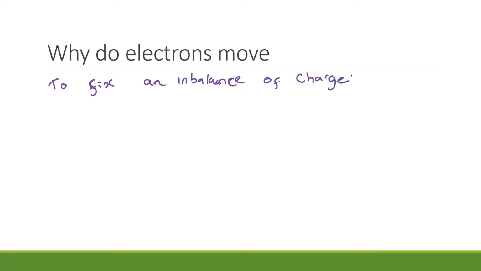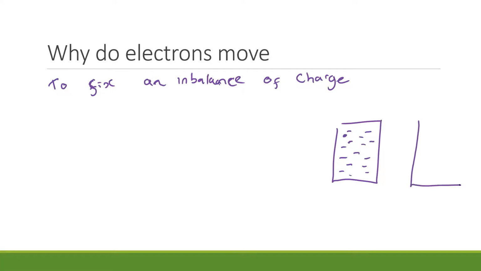What that means, and that's the basic reason why electrons move. If I create an area which has got a large amount of negative charge, and then I create another area which has got a large amount of positive charge overall, that means that this area has few electrons, whereas this area here has lots of electrons.